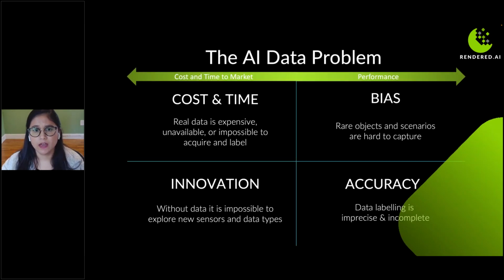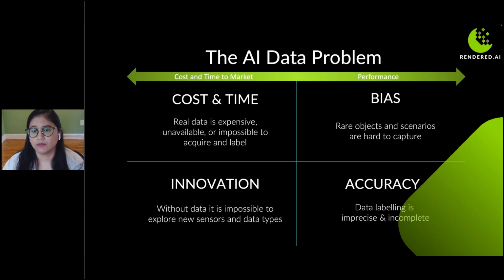So starting with, what is the AI data problem? We believe it has these 4 quadrants, and on the left are issues related to cost and time to market. And on the right are issues related to performance. So with cost and time, real data is expensive, unavailable, or impossible to acquire and label. And this blocks innovation because without data, it's impossible to explore new sensors and data types.